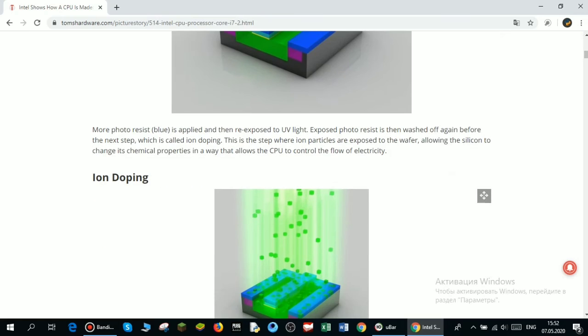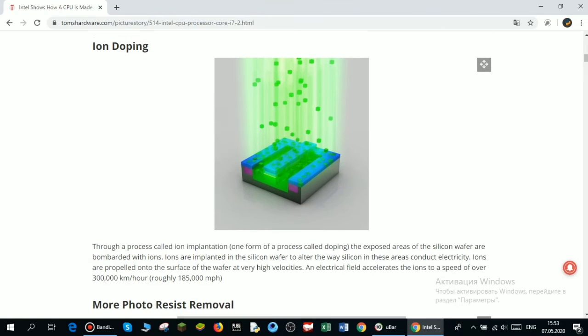Applying more photoresist. More blue photoresist is applied and then exposed to ultraviolet light. Exposed photoresist is then washed off again before the next step, which is called ion doping. This is the step where ion particles are exposed to the wafer, allowing the silicon to change its chemical properties in a way that allows the CPU to control the flow of electricity. Ion doping, yes, ion doping.